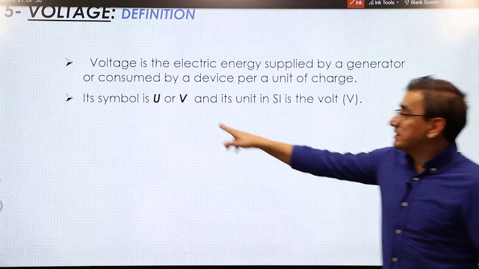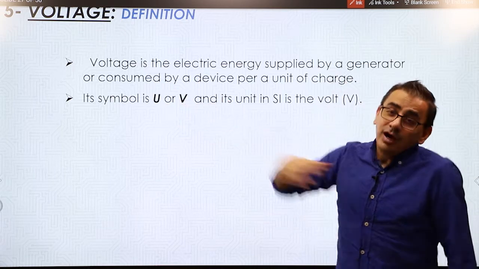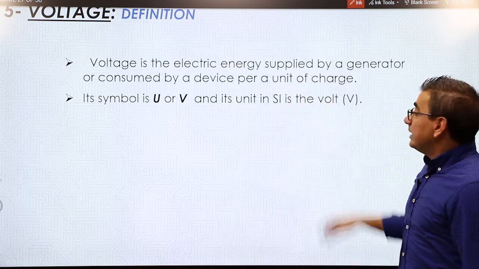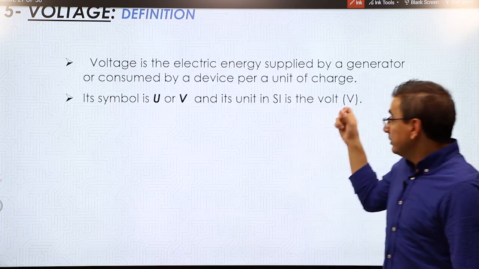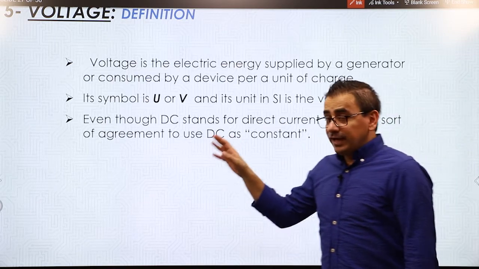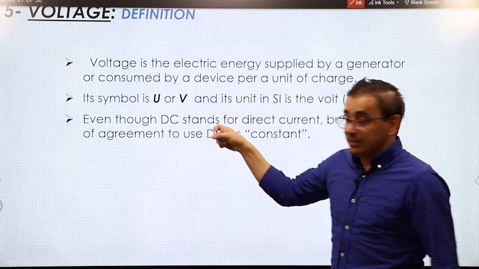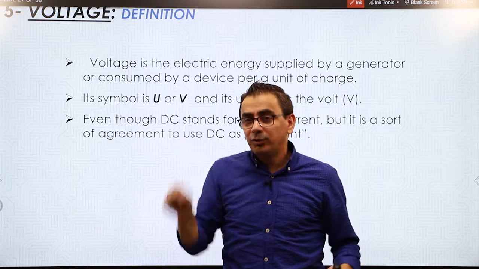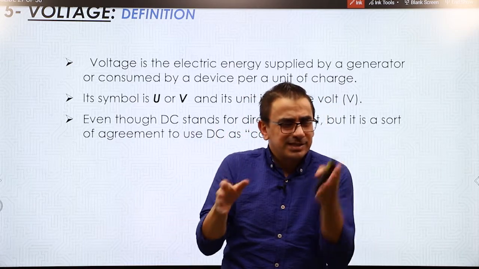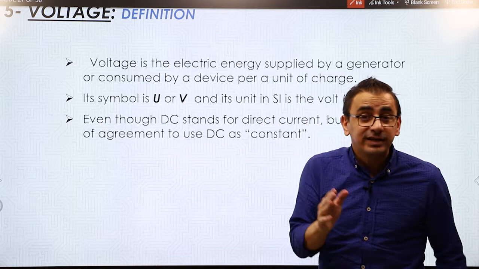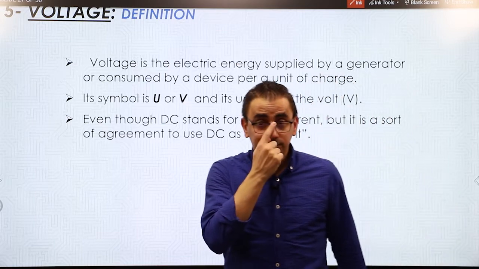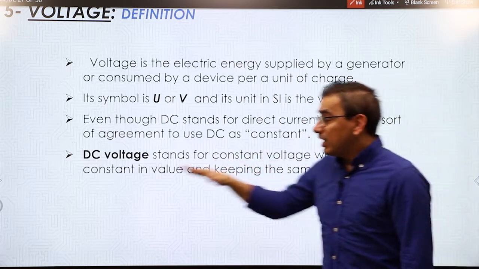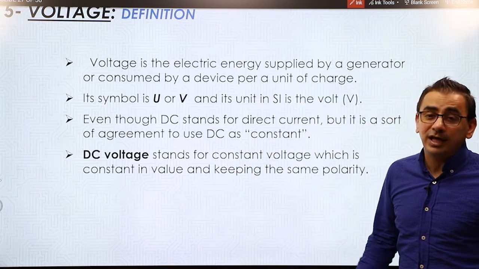The symbol of voltage is letter U capital or V. I would use U in general, but both are accepted. And its unit in SI is the volt, symbol capital V as well. Again, we say DC voltage, as the title, by the way. If you translate it word by word, direct current voltage, which doesn't make sense a lot. But as we said, it's a sort of agreement that DC means constant. DC voltage stands for constant voltage, which is constant in value and keeping the same polarity.